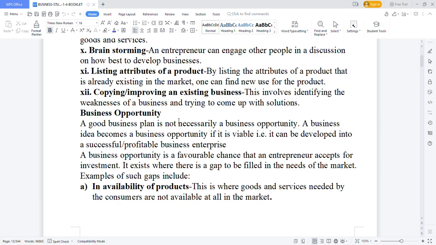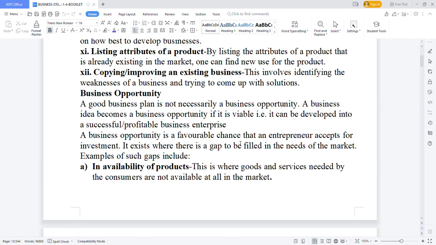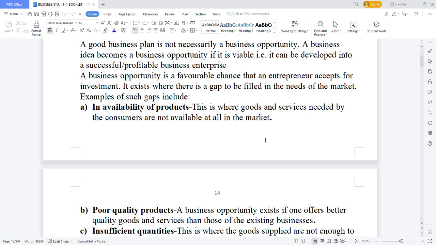What is a business opportunity? A good business idea is not necessarily a business opportunity. A business idea becomes a business opportunity if it is viable, that is, it can be developed into a successful, profitable business enterprise. A business opportunity is a favorable chance that an entrepreneur accepts for investment. It exists where there is a gap to be filled in the needs of the market.